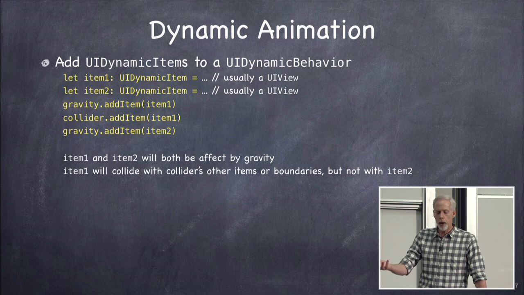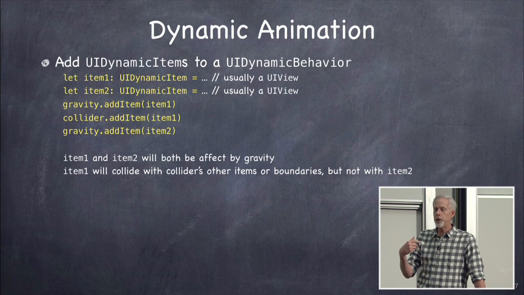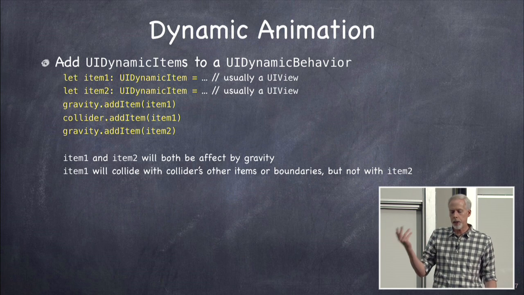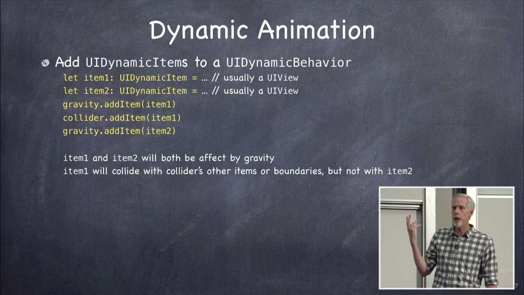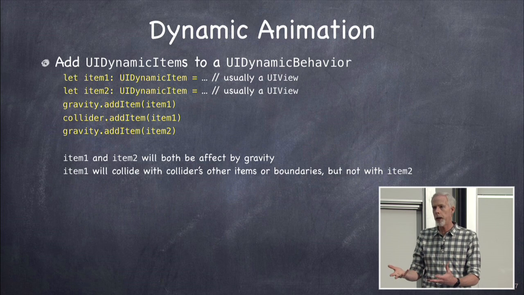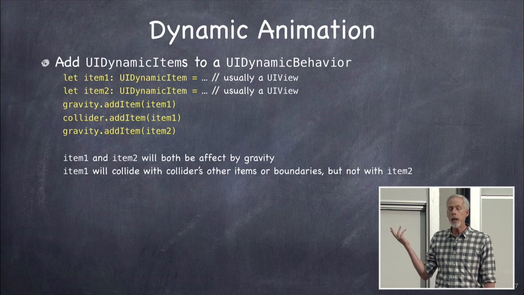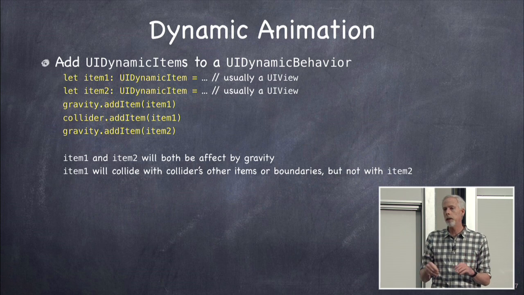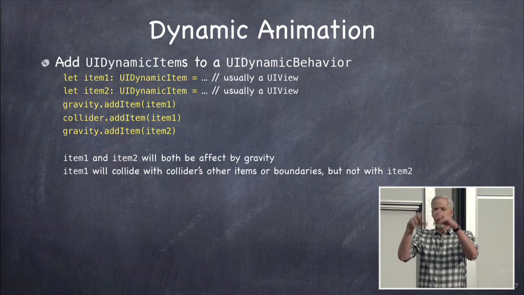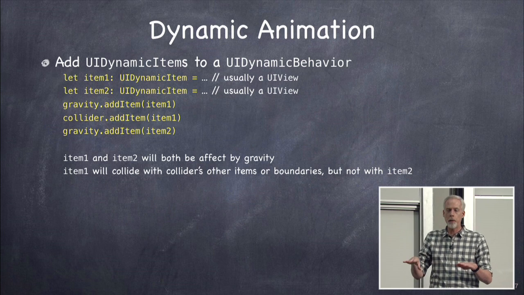And then the UI dynamic items. One thing to note about the UI dynamic items is that if you have item 1 and item 2, like in this example right here, I've added item 1 and 2 to the gravity, so they're both affected by the gravity behavior, but I only added item 1 to the collider. Let's say it's a collision behavior, and let's say there's a boundary at the bottom. So let's say the gravity goes down and there's a boundary at the bottom for the collider.